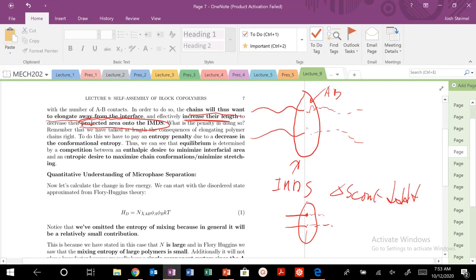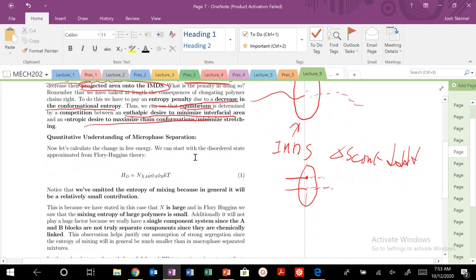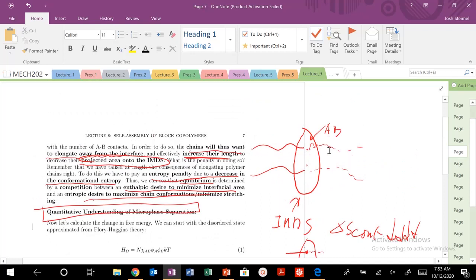So in terms of our energy competition, we're going to have to pay this energy penalty due to that decrease in conformational entropy. So equilibrium is going to be determined by this competition between a desire to minimize that interfacial energy, minimize the AB contacts, and to maximize those chain conformations. Before we get into a more quantitative understanding in the next video, let's look at our states.